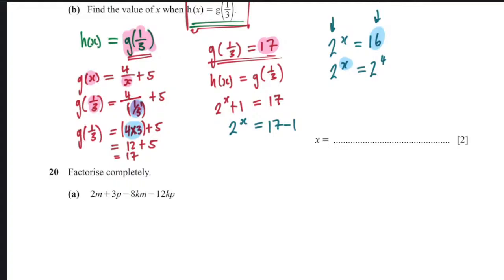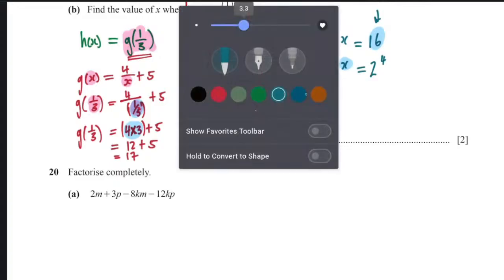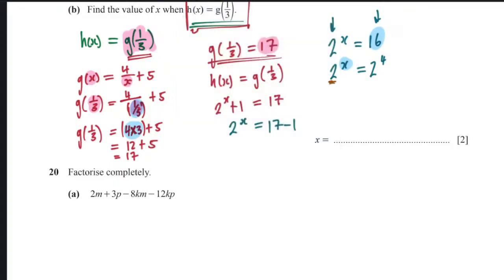Okay, you gotta change it to 2 to the something. Because once you do that, now you have the answer. 2, 2, equal sign, which means the powers must also be equal. So x is equal to 4. So you found it. X is 4.